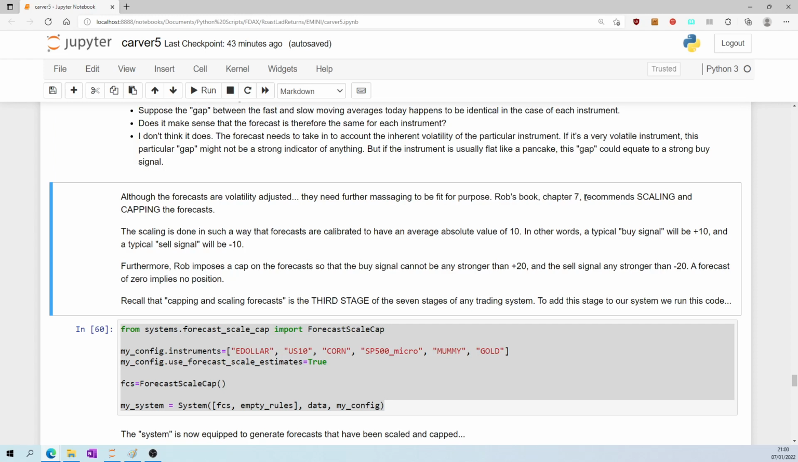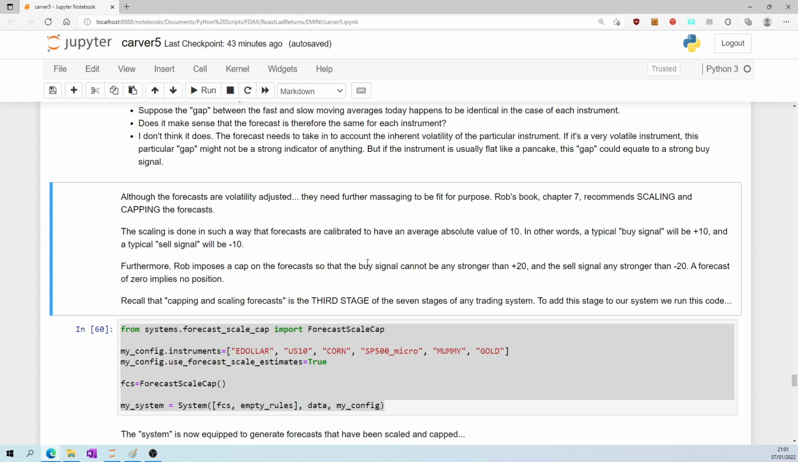Rob's book, Chapter 7, recommends scaling and capping the forecasts. The scaling is done in such a way that forecasts are calibrated to have an average absolute value of 10. In other words, a typical buy signal will be plus 10 and a typical sell signal will be minus 10. Furthermore, Rob imposes a cap on the forecasts so that the buy signal cannot be any stronger than plus 20 and the sell signal can't be any stronger than minus 20. Obviously, a forecast of 0 implies you don't take any position at all. Recall that capping and scaling forecasts is the third stage of the 7 stages of any trading system.